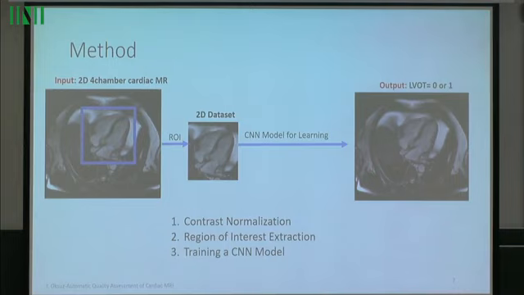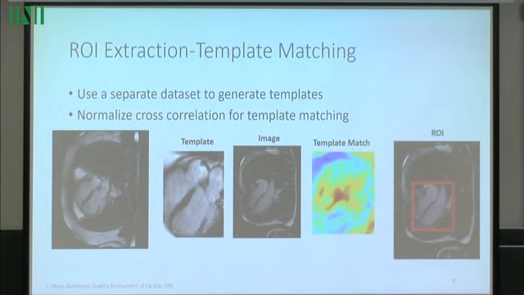Given a full CMR image, we first normalize the image between 0 and 1. Since the image dimensions vary between each other, we propose to use a template matching based region of interest extraction algorithm. Our goal is to end up with a 64 by 64 region of interest.